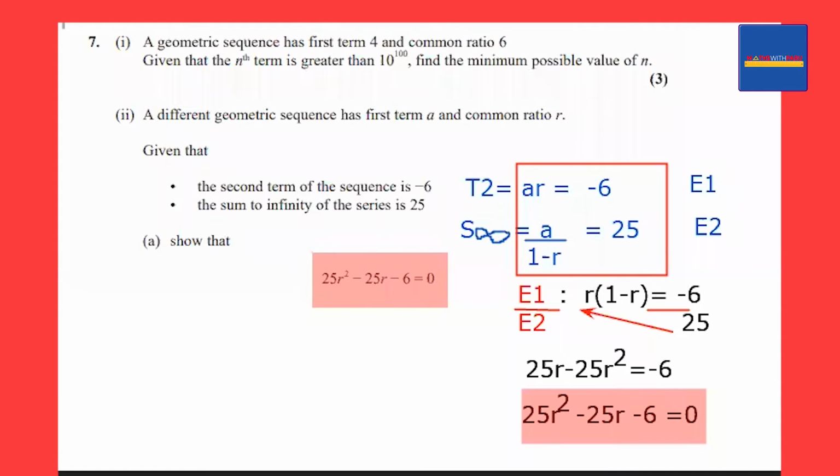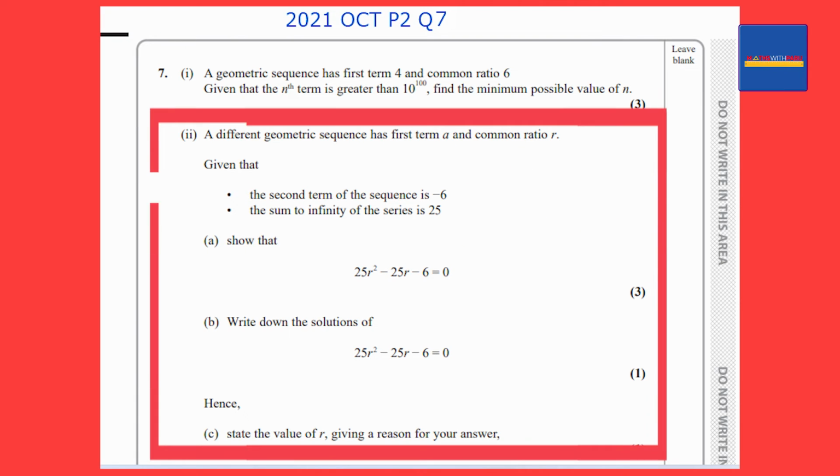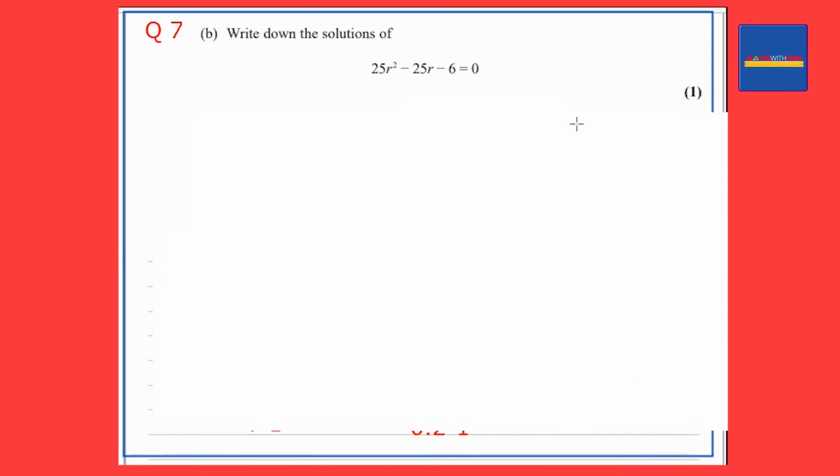Now let's move on to the next part of the question. The next part will be to write down the solution for this. Now, we can go to our calculator and put it into the formula in the calculator. If we do that, we'll simply end up with the solutions for this, which are r is equal to 1.2 and r is equal to minus 0.2.